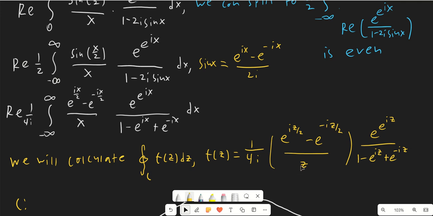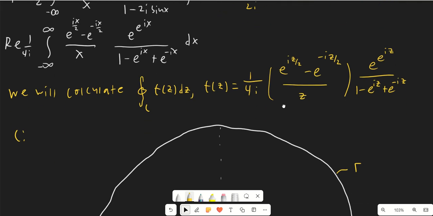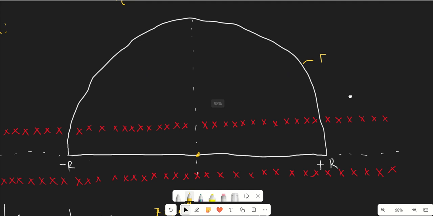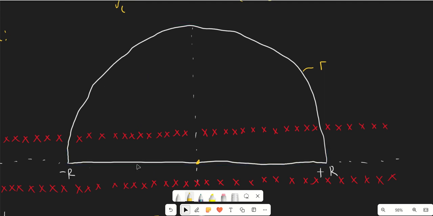Quite a mouthful, but we're just going to break this up bit by bit, and it turns out there's actually not very many cases we have to deal with where this function won't be analytic. So this is the contour we're going to be using. It's a little bit exaggerated, but it's essentially just our standard semicircular contour.